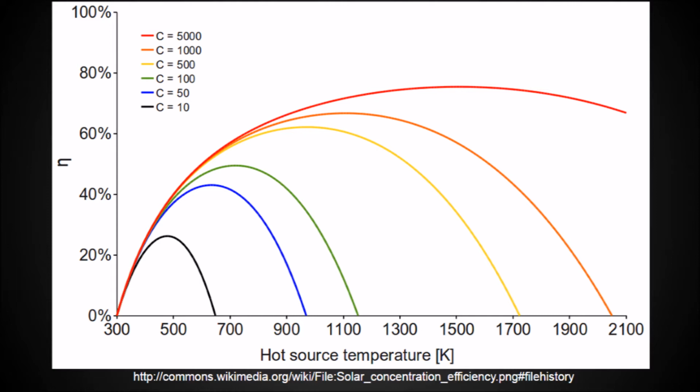However, this graph shows us the limits of these systems. Eta represents efficiency, and C represents the Carnot of the system. At a certain temperature, the efficiency starts to decrease, which implies that reaching high efficiency comes down to the materials and the makeup of the system.